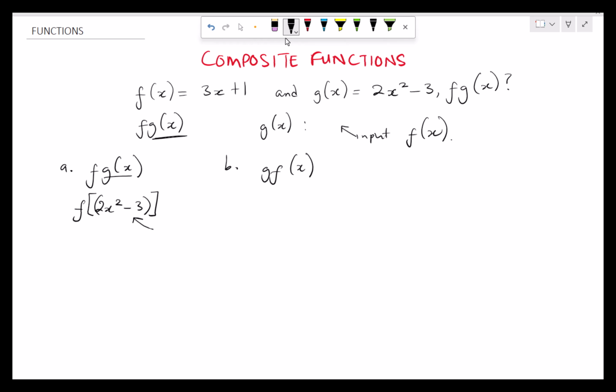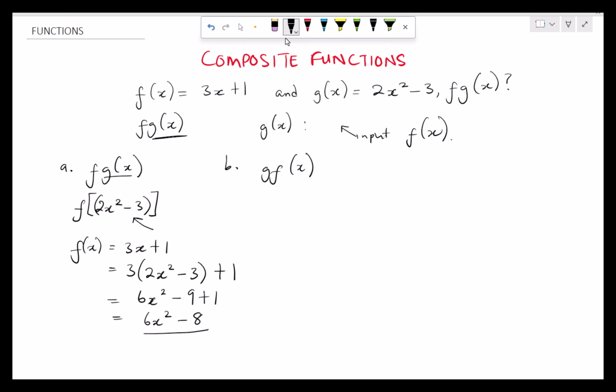So that leaves us, because remember, f of x is 3x plus 1. If we are going to perform this, we're going to have 3, where we have x, we have 2x squared minus 3, plus 1. And we're going to expand. This is going to give us 6x squared minus 9 plus 1. We get 6x squared minus 8. This is what we get from this composite function.